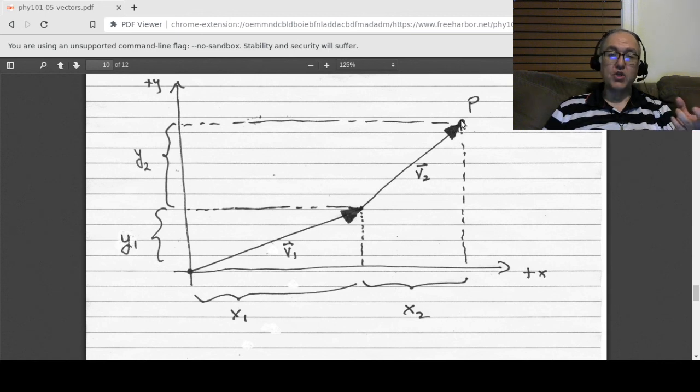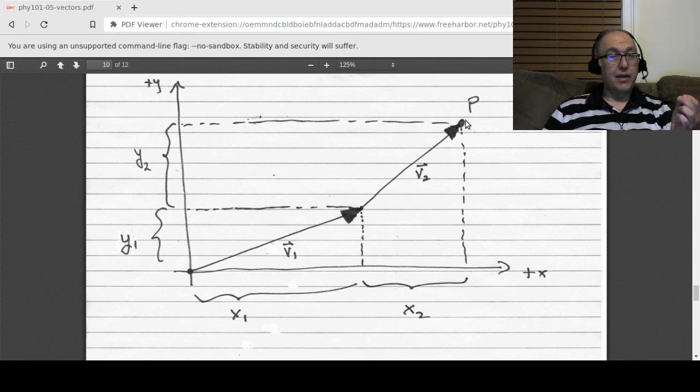Now, how do I determine the x and y components of point P? Well, let's take a look at the x and y components of v1. The x and y components of v1 are x1 along here and y1 along there. Okay, so if I've traveled x1 and then y1, I wind up at that point there. But then I've got v2, and v2 has components x2 and y2. If I'm at this point here and I walk distance x2, I'll wind up there, and then I walk distance y2, I'll wind up there.